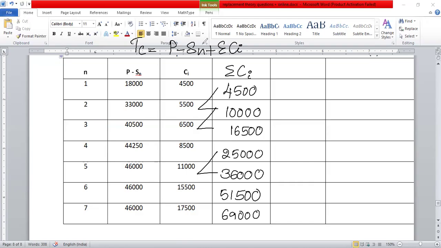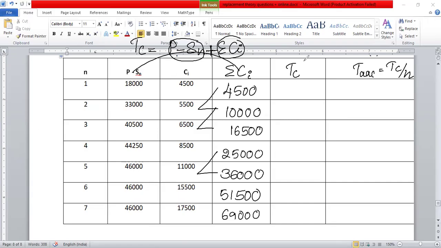Now P minus S of N we can't compute because it is already given. Summation of CI is now done. So we should add both, and that is the total cost. Then the total annual average cost is TC divided by N.